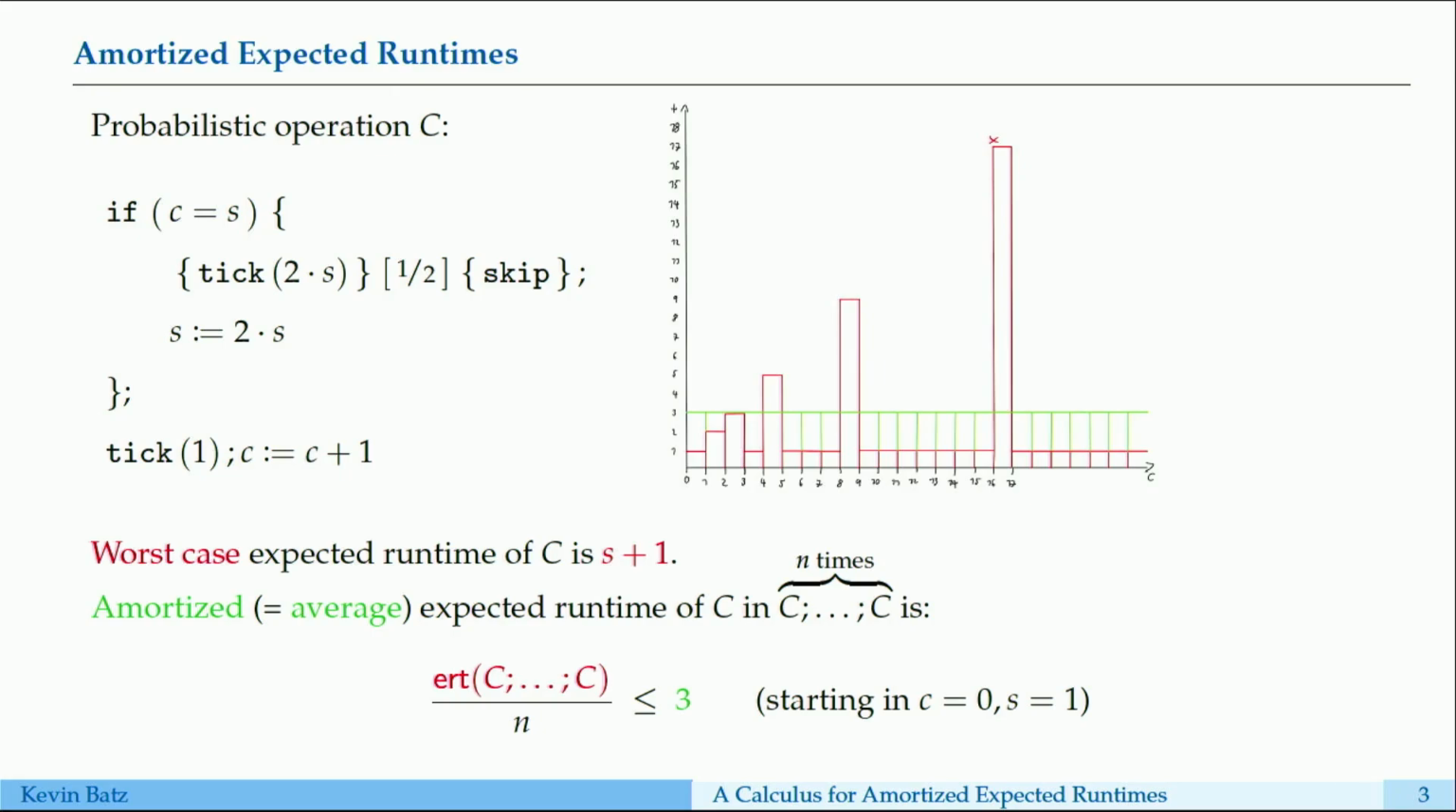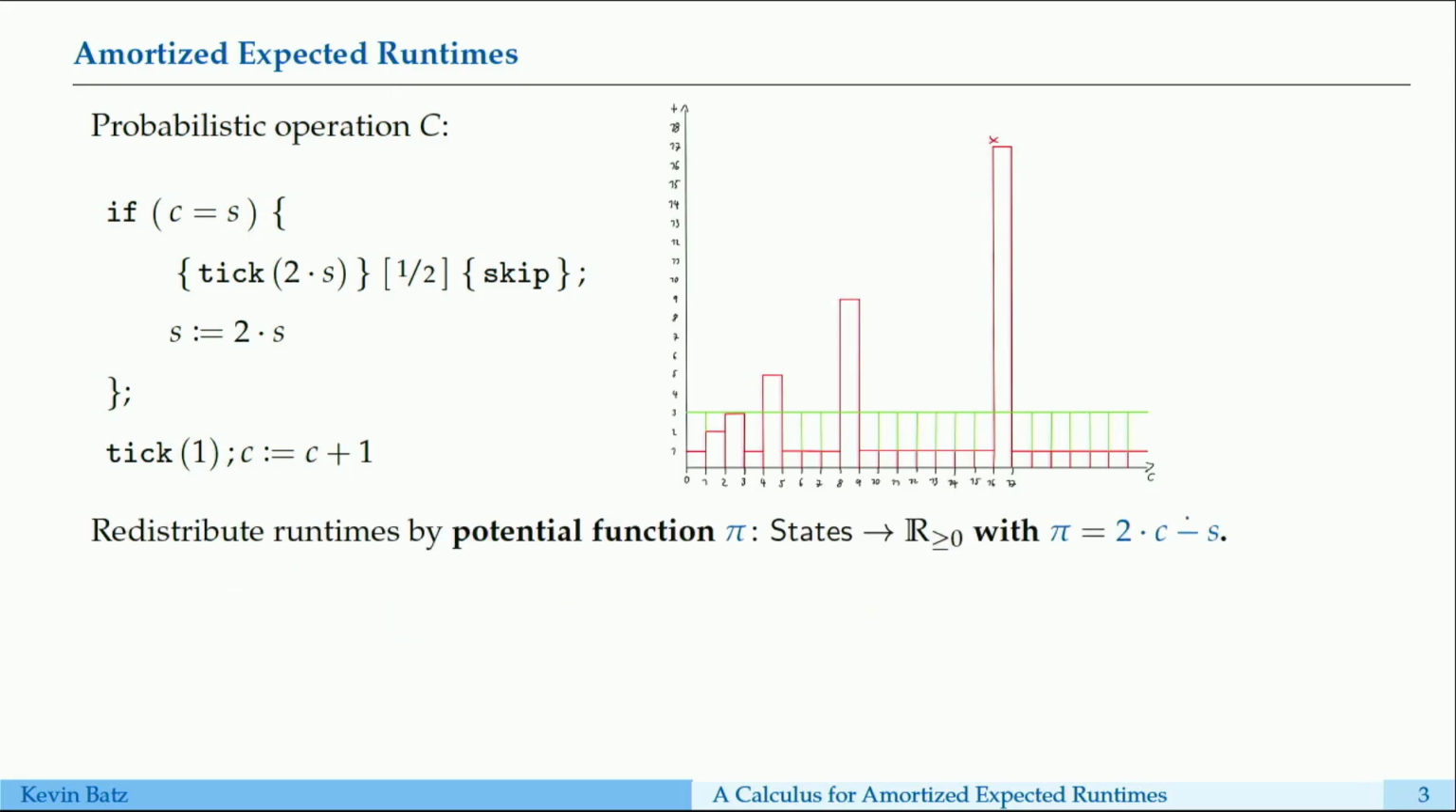Now, Tarjan in the 80s came up with an elegant way to analyze this. He says, let's say the following. For the cheap operations, we pay a bit more, so that whenever we encounter an expensive operation, we already compensated for that. So what we are going to do is we redistribute those expensive runtimes here onto the cheap ones. And this redistribution of runtimes is realized by fixing an appropriate, what is called potential function. So a potential function assigns a non-negative number, or potential, to every program state.